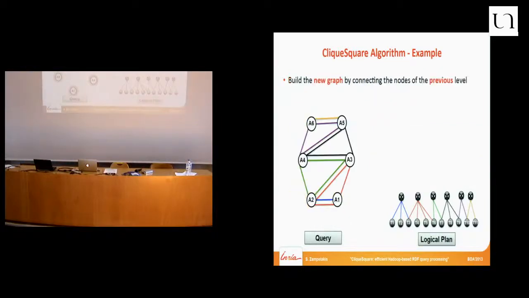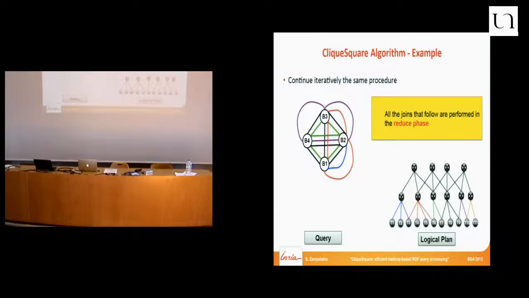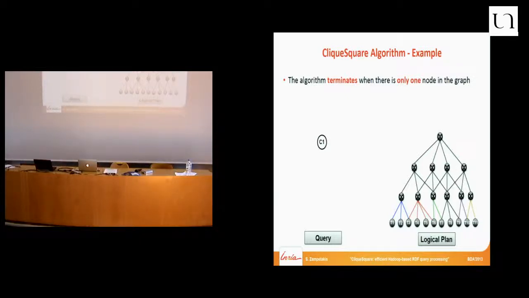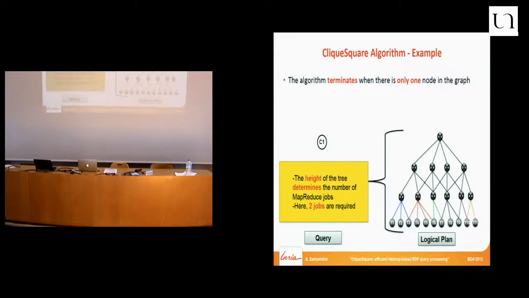Now, using these nodes, we rebuild the graph, as we said. We create the second level of joins, which will be performed in the reduce phase of the plan. And then we continue this procedure iteratively until we reach only one node in the graph, which is the end of the plan. What we can note here is that the height of the tree determines the number of MapReduce jobs that we need to execute this query. For example, for this specific plan, we need 2 jobs.